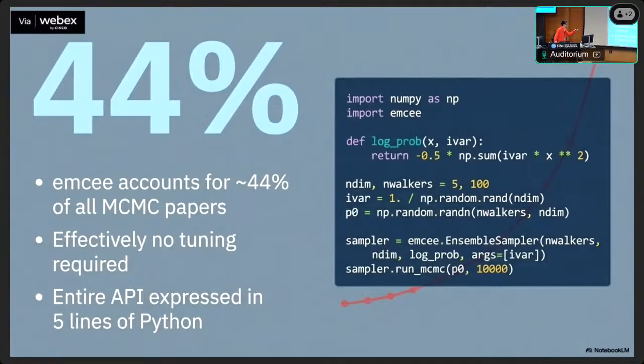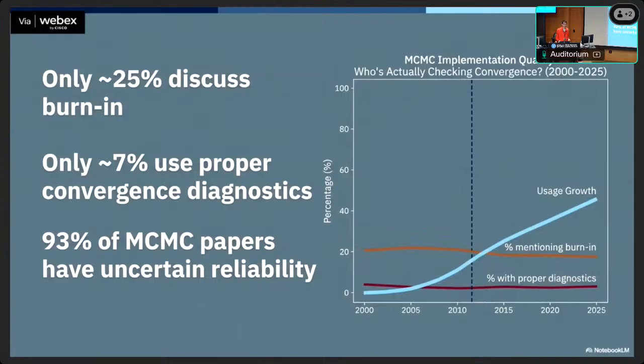So this is great, but of course, this doesn't actually mean that people learn what this is, right? If you look at the data, only about 25% of papers discuss anything related to burn-in for MCMC. If you don't know what this is, that's okay. Or warm-up or any other diagnostic that says, am I converged? Only 7% use anything related to either proper convergence diagnostics or sampling diagnostics.